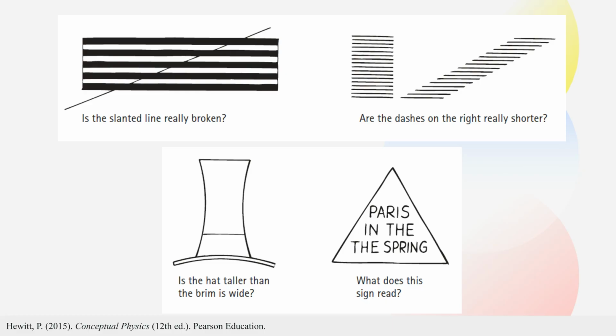Look at these two puzzles at the bottom. Is the top hat taller than its brim is wide? Now, read the text inside the triangle. Most people think the hat is taller, and most read the sign as "Paris in the spring." However, the hat height and brim width are identical, and the sign actually says "Paris in the the spring," repeating the word "the." Our brains make rapid assumptions.